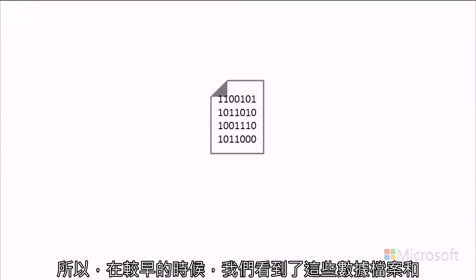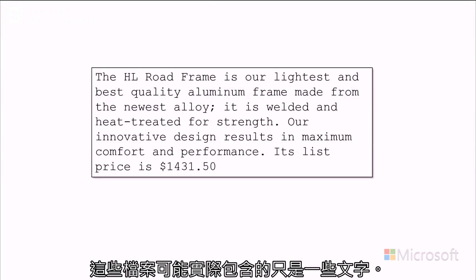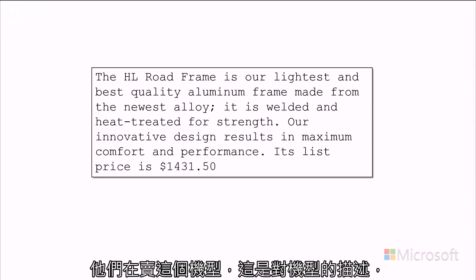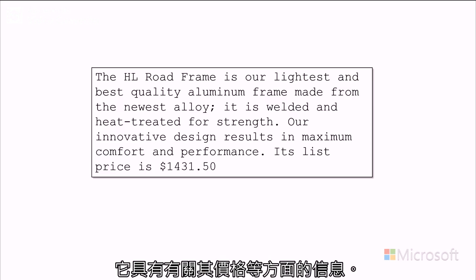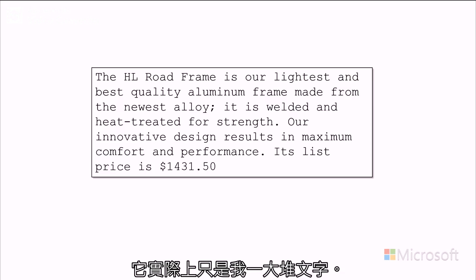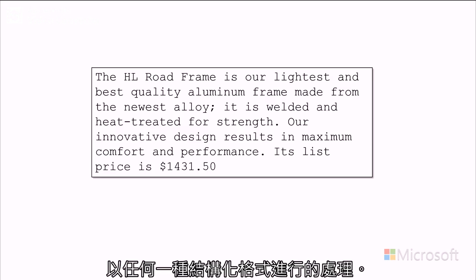So earlier on, we showed that we had these data files, and what those files might actually contain is just some text. So here's an example of some text. It's a description of a product from a bicycle retailer, and they're selling this frame, and it's a description of the frame, and it's got information about its price and so on. Now that data is what we would call unstructured. It's really just a big blob of text that we've got in there, some information about the bike. So it's something that we can do some work with, but it's quite hard to process that in any kind of structured format.